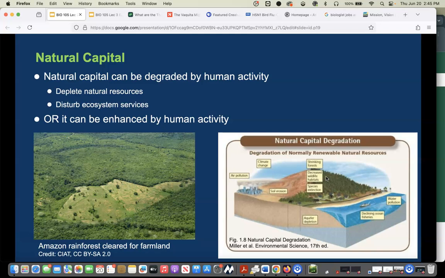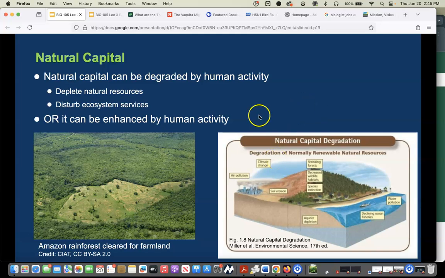So natural capital, as you probably well know, can be degraded by human activity. We can deplete natural resources and disturb our ecosystem services with human activity. Or it can be enhanced by human activity. I'm going to give you examples of each.